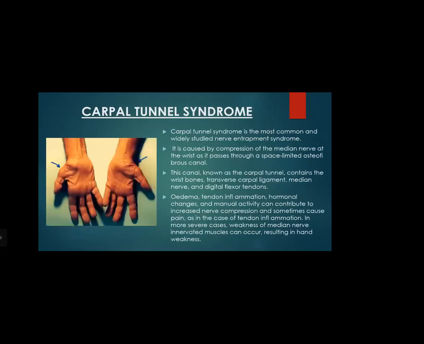Then the carpal tunnel syndrome, which is the most common and widely studied type of nerve entrapment syndrome. It's caused by compression of the median nerve at the wrist. It passes through the space limited to the osteofibrous canal. The canal known as the carpal tunnel contains the wrist bones, transverse carpal ligament, median nerve, and the digital flexor tendons. Edema, tendon inflammation, hormonal changes, and manual activity can contribute to increased nerve compression and sometimes cause pain.